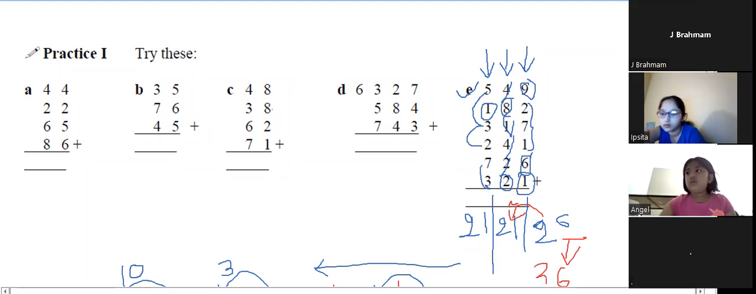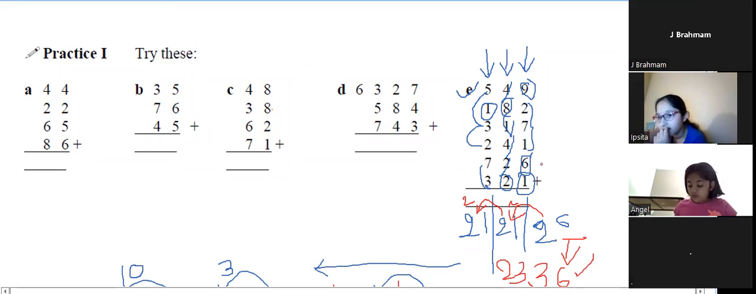Drop the units place and carry the remaining numbers. Dropping 3 and carry 2 forward, which is 22, 23. So this is the answer for this question.